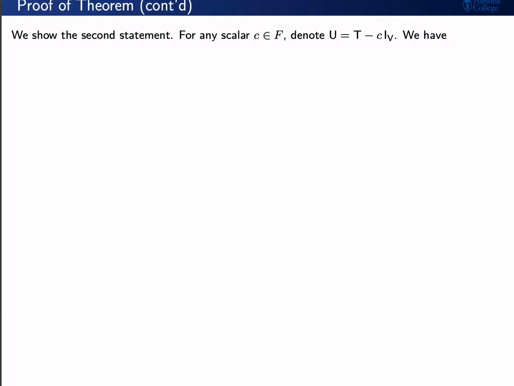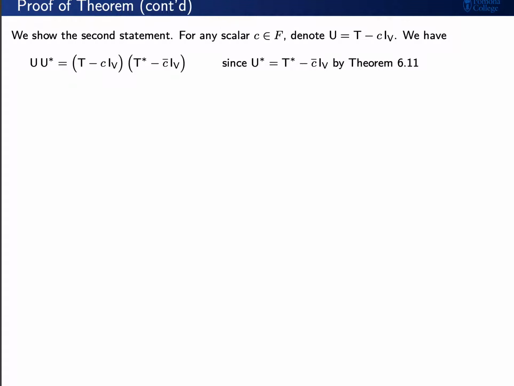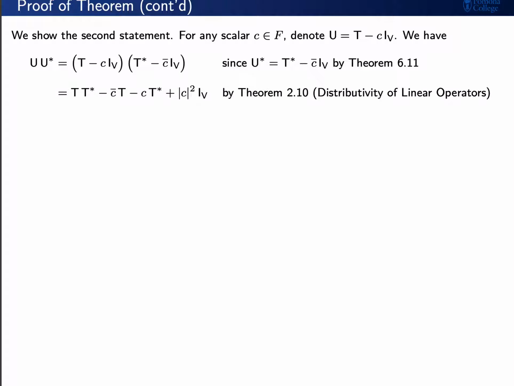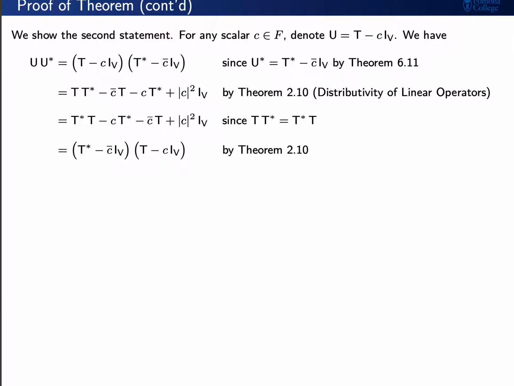Let's show the second statement. For any scalar C, let's denote the operator U as T minus C identity. Then we can consider U star in terms of C minus C IV and T star minus C conjugate IV. Upon expanding this out using the distributive property, we now see that we can swap T T star with T star T. And using this argument all over again, we can now factor to see that this is equal to U star U, showing that U is indeed a normal operator, assuming, of course, that T is a normal operator.